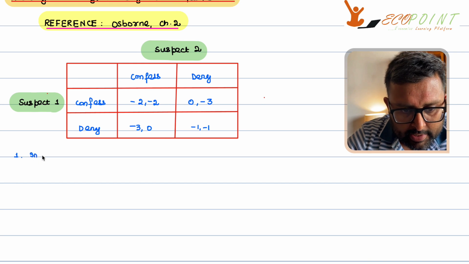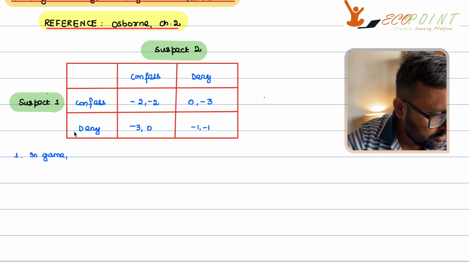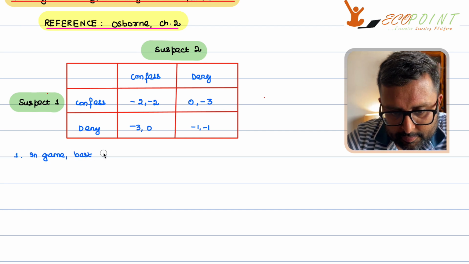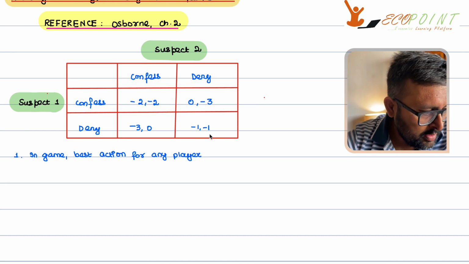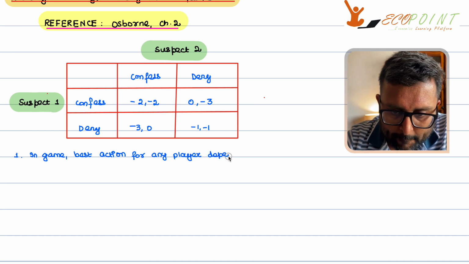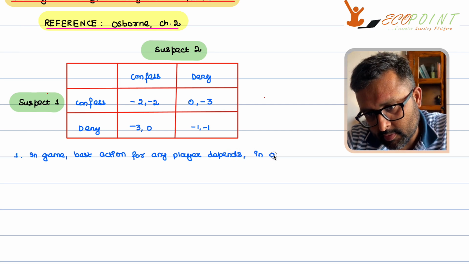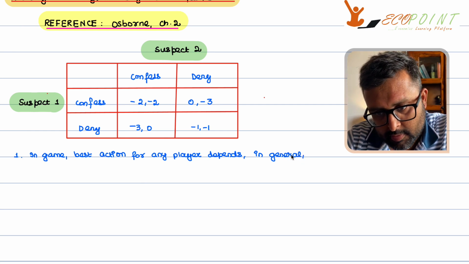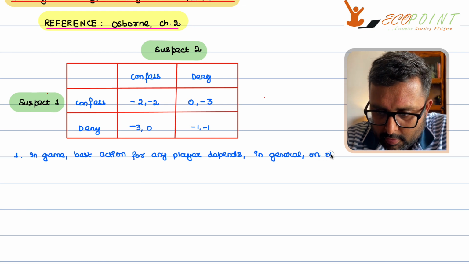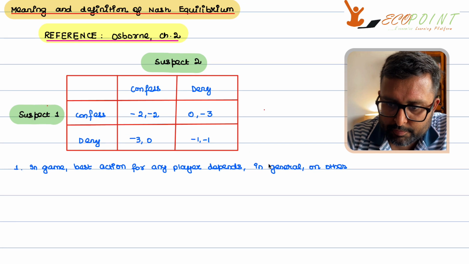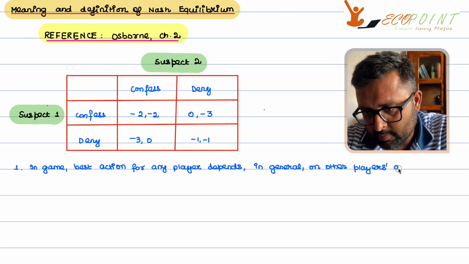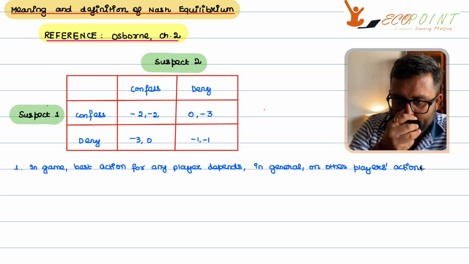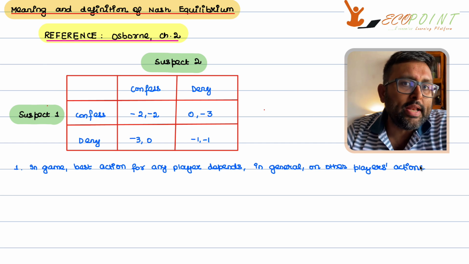So please write alongside: in a game, the best action for any player depends on other players' actions. So I am forming a belief about what actions you can take.